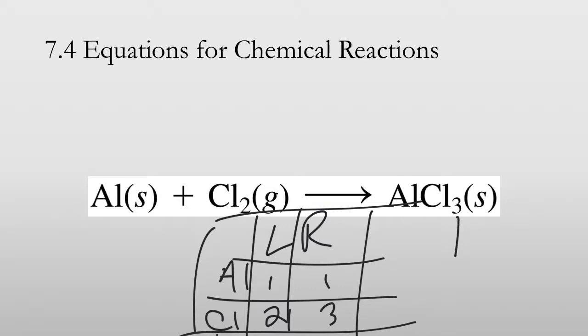6 divided by 3 is 2. Okay, so we've got 6, but now we've got 2 aluminums. 6 divided by that 2 is 3. So I've got 6 there. And our aluminums are out of place, so I need to put a 2 in front of that to make this a 2. And it is now a balanced equation.